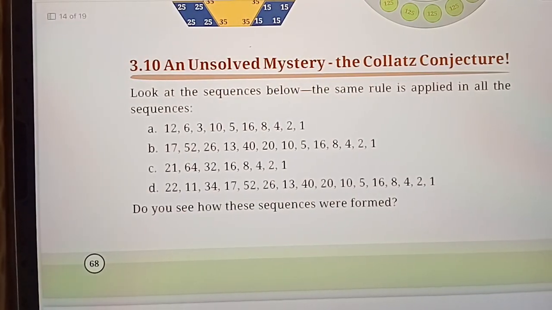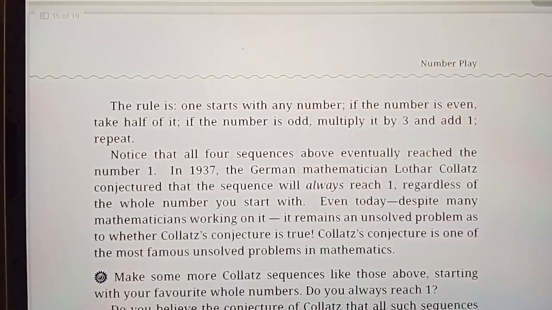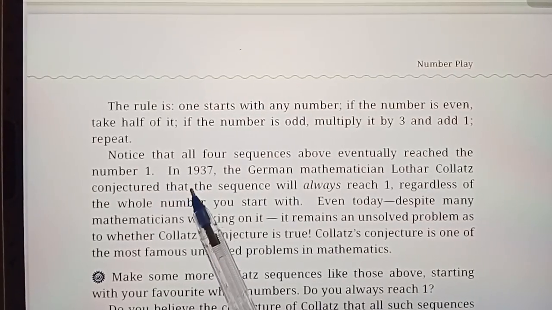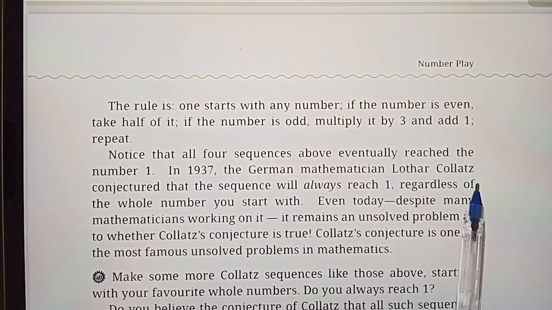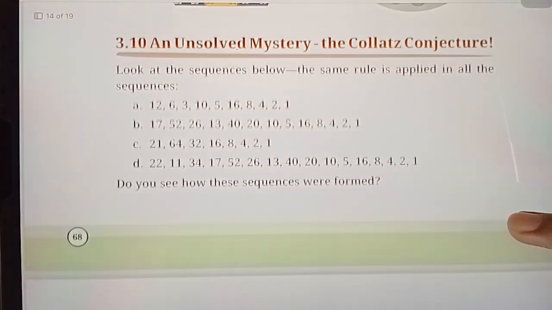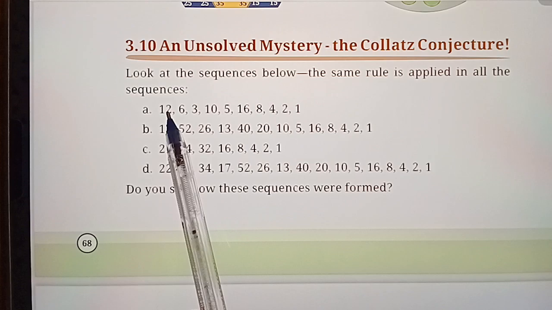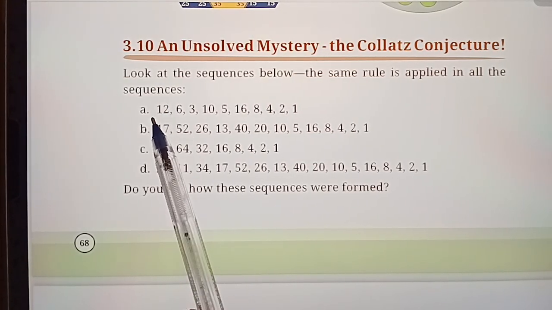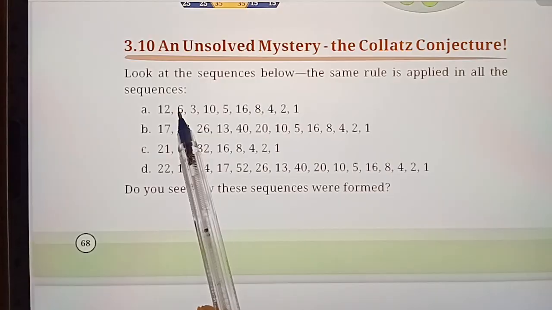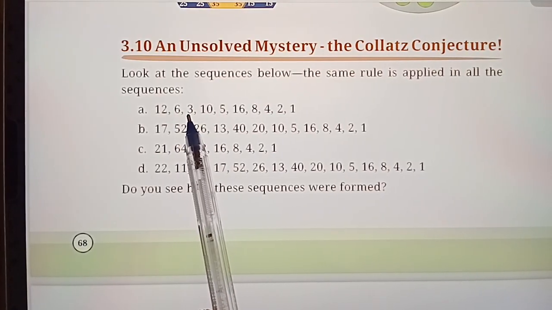The next topic we have is an unsolved mystery, the Collatz conjecture. So what this mystery is about is, in 1937, a German mathematician, Lothar Collatz, stated that whenever you take a whole number, suppose 12, and then you apply a rule to it. If 12 is an even number, you divide it by 2 and you get 6. 6 is again an even number, you divide it by 2. Then you get 3. Now 3 is an odd number.